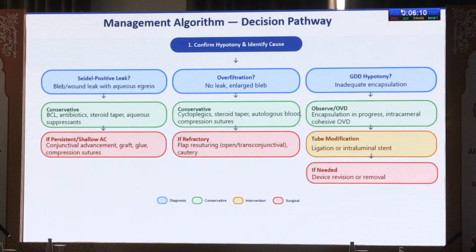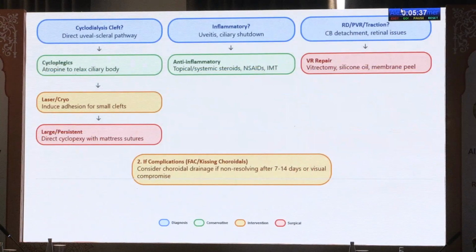So a simple algorithm would be, first confirm the hypotony, see if you can identify the leak, or if there is no specific leak, it could be an overfiltration, or it could be due to excessive flow through the GDD device. The options are to start with conservative therapy and repair the Seidel's leak. If it's an overfiltration, compression sutures can be used, or revision can be done. And if it's a GDD device, you can do a temporary ligation or introduce a stenting device inside if required.